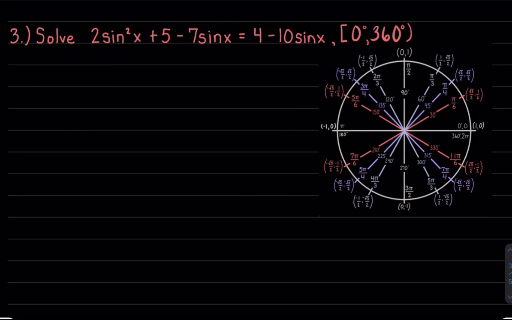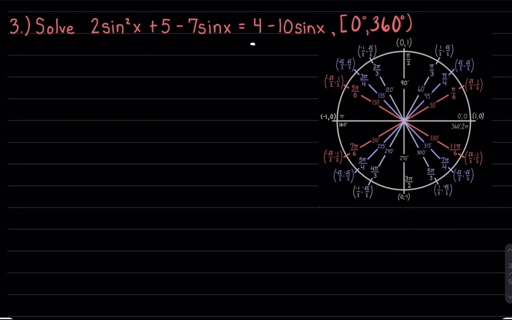Now, let's look at example number 3. 2 sine squared x plus 5 minus 7 sine equals 4 minus 10 sine. The domain is from 0 degrees to 360 degrees, so that's still our full unit circle, but this time our answers should be in terms of degrees instead of radians like the previous two. So the first thing we want to do here is try and get everything to one side of the equation. Since I have a squared here, I want to try and get one side equal to 0 so that I can factor and solve. So to do that, I can subtract off the 4 and add the 10 sine.